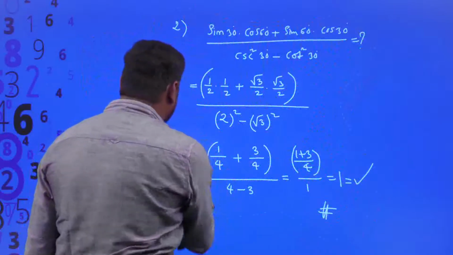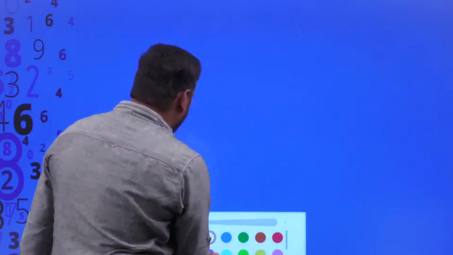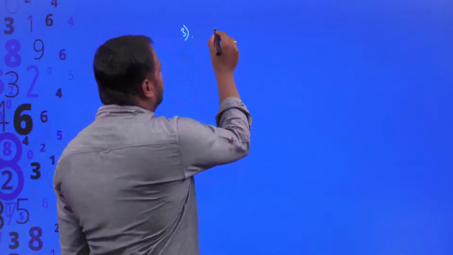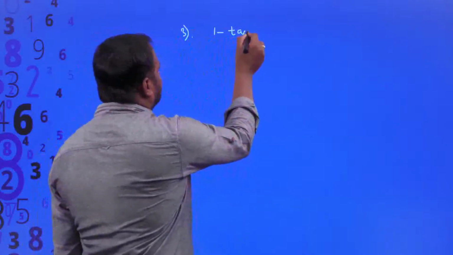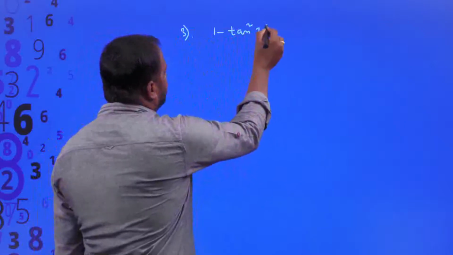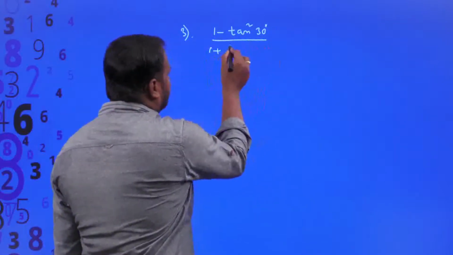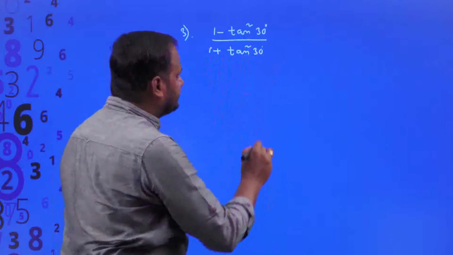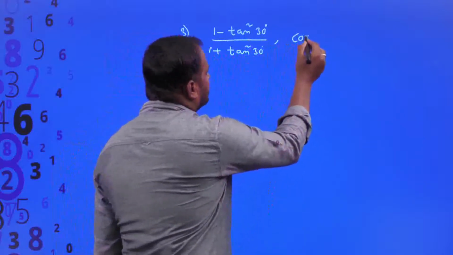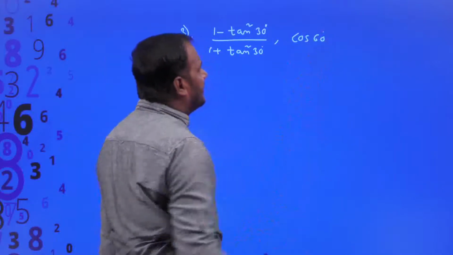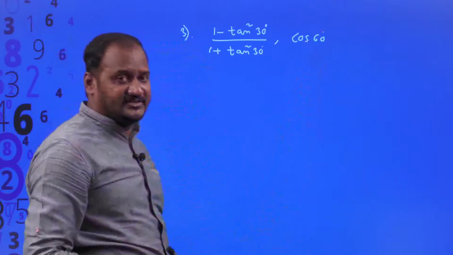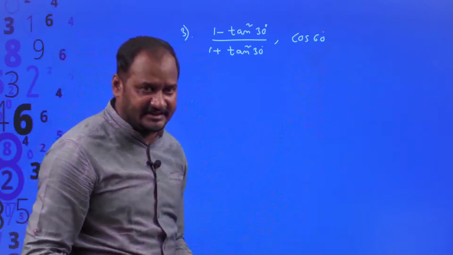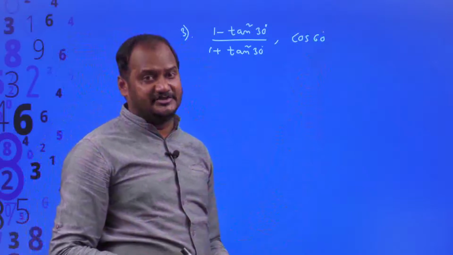The next example, the third one, is: find the value of 1 minus tan square 30 degrees divided by 1 plus tan square 30 degrees, and cos 60 degrees. Find the value of 1 minus tan square 30 divided by 1 plus tan square 30, as well as the value of cos 60, and what did you observe?